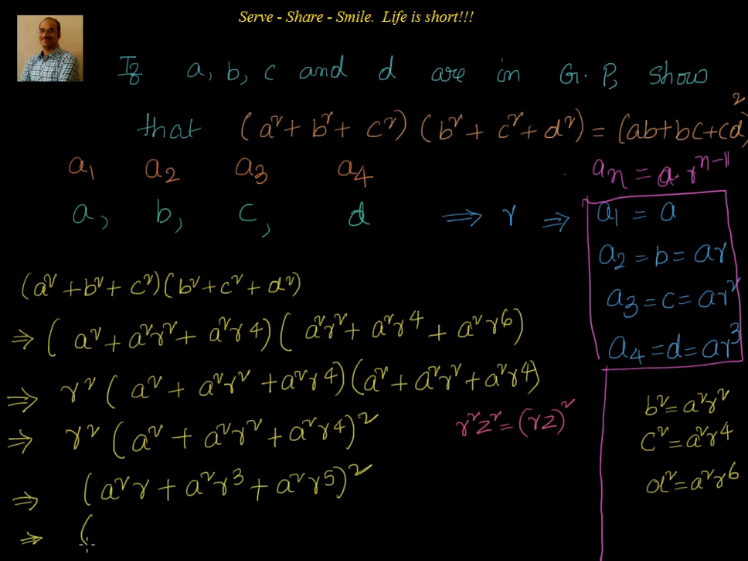Now let's go to the next step. What is a²r? a²r is a into ar. So can I write it as ab? Similarly, what is a²r³? a²r³ is ar into ar². So can I write it as bc? Similarly, what is a²r⁵? That is nothing but ar² into ar³. So can I write it as cd? So the whole thing is (ab + bc + cd) whole square, which is nothing but what we want.